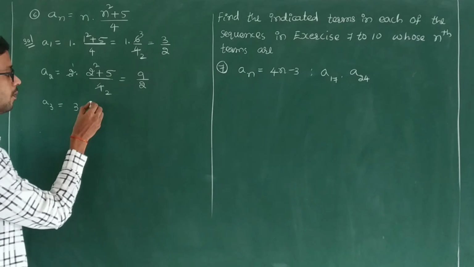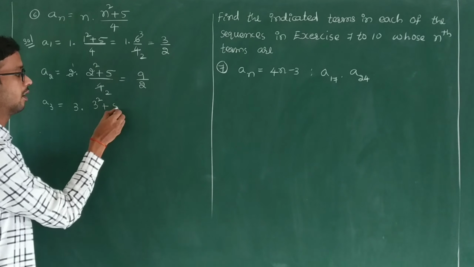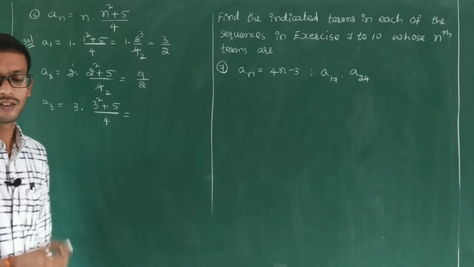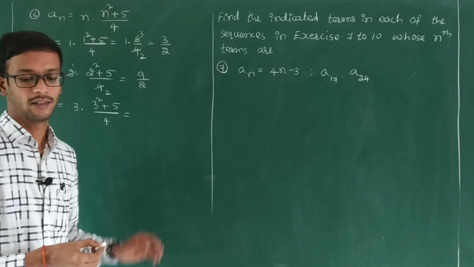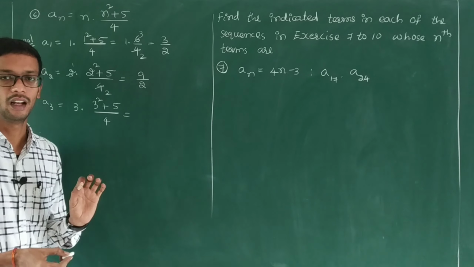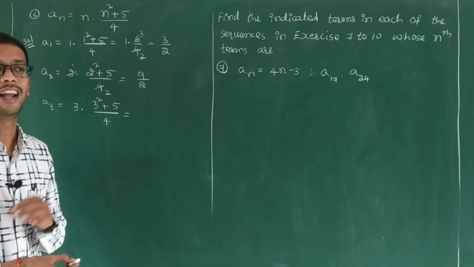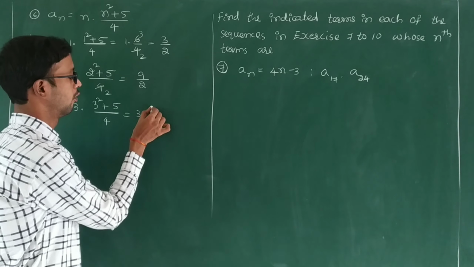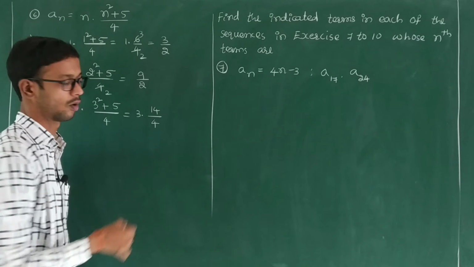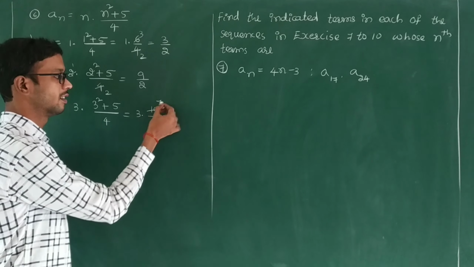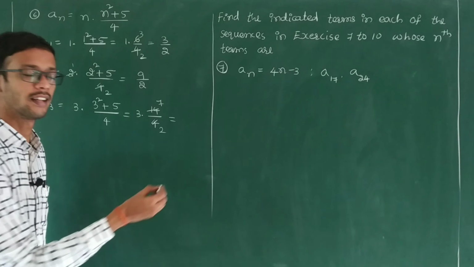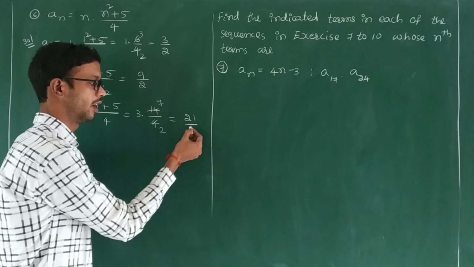3 into 3 square plus 5 by 4. 3 square is 9, plus 5 is 14. 3 into 14 by 4, which is 2 into 7 into 3. 7 into 3 is 21 by 4.